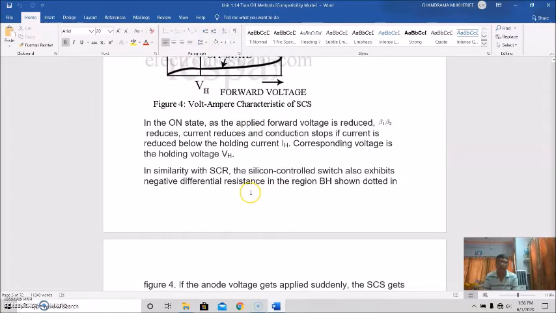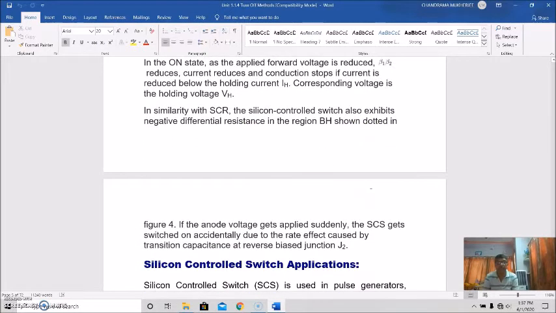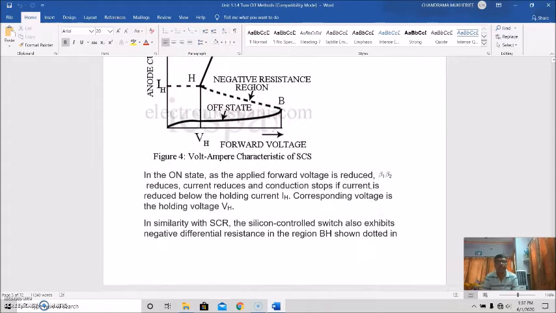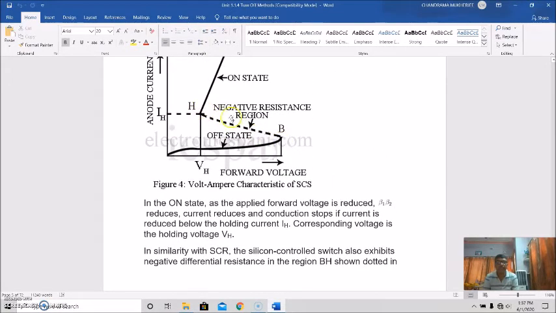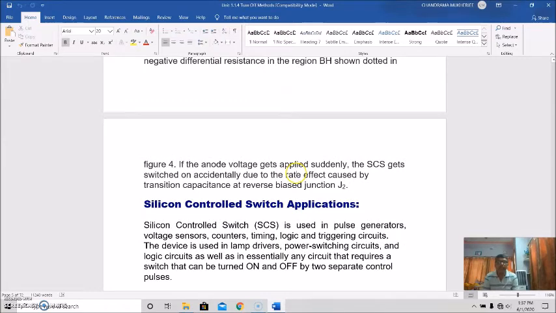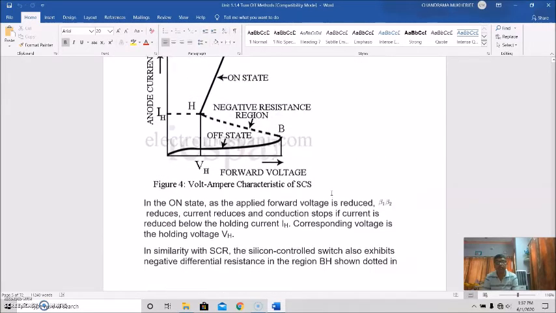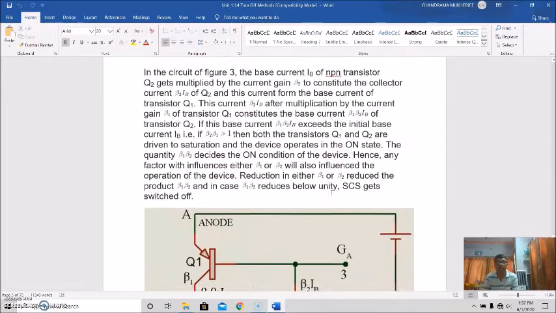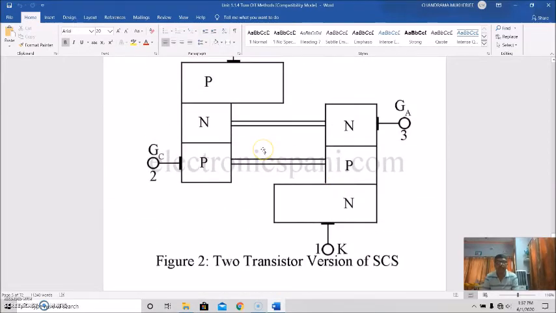Now, in similarity with this, the silicon control switch also exhibits negative differential resistance in this region. This is the negative differential resistance region VH. If anode voltage gets applied suddenly, this SCS gets switched on accidentally due to the rate effect caused by transition capacitance at reverse bias junction J2. You know, reverse bias junction J2 is here. Junction 1, junction 2.